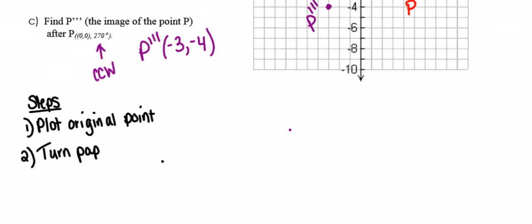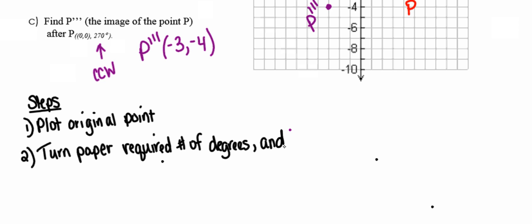And this is really how I can tell whether kids are doing this right or not. If I watch you in class and I see you spinning your paper around and around, that's a pretty good indication to me that what you're doing is correct. If you're not turning your paper at all, that's an indication to me that you need some help with this. So turn your paper the required number of degrees. And record the coordinates of where the point landed.